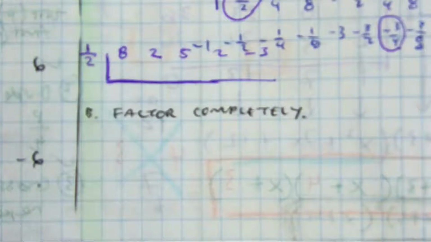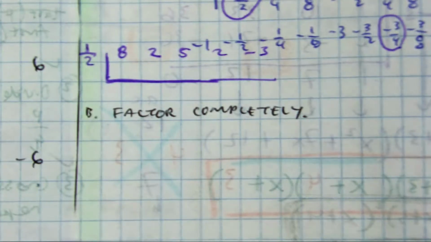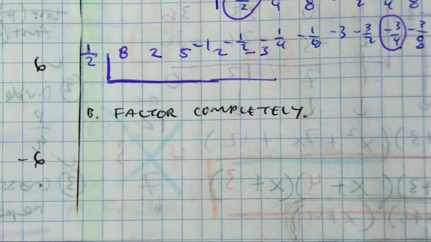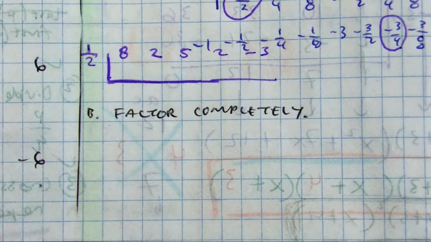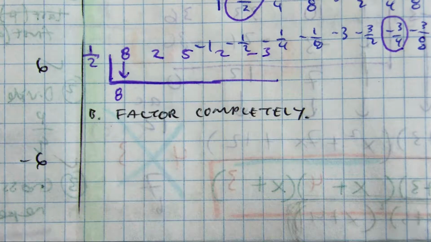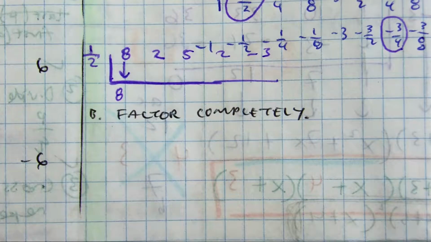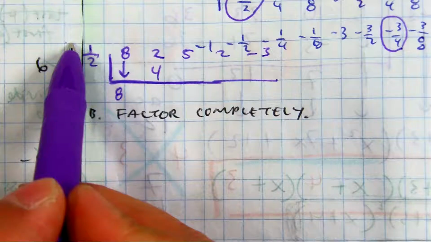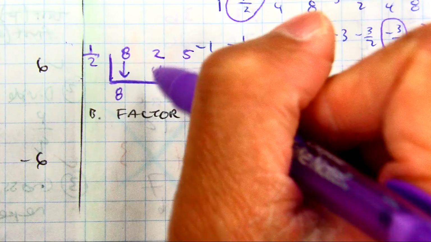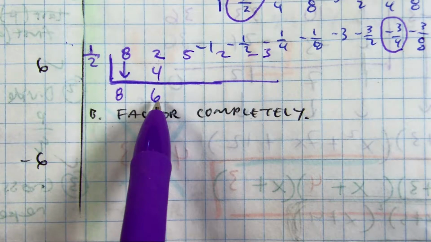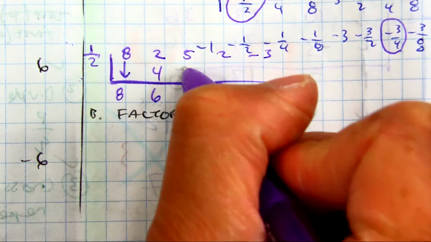Now, I still have to do synthetic division. I already know what the answer is. What's the remainder? 0. But let's do it. And I need something from this. Bring it down. 1/2 times 8/1. 1/2 times... Oh, wait. We need to add first. 1/2 times 6/1. 6/2, which is 3. Add these.